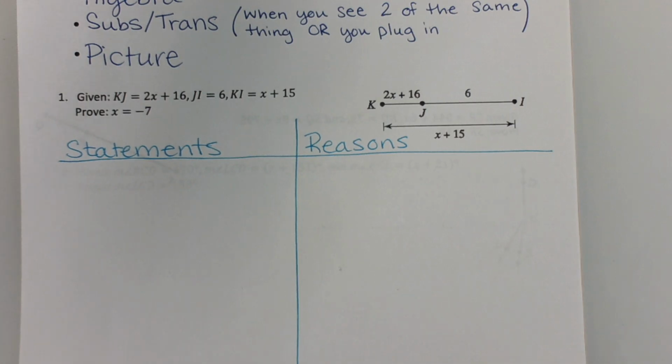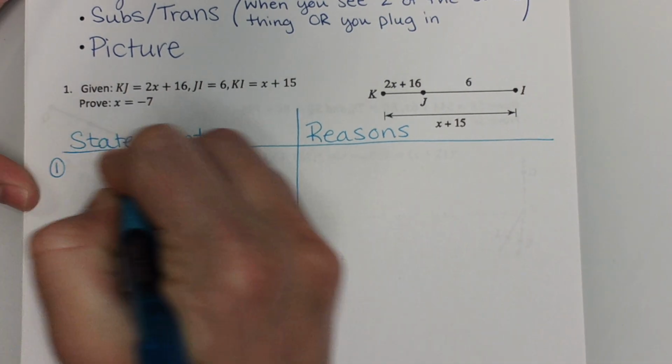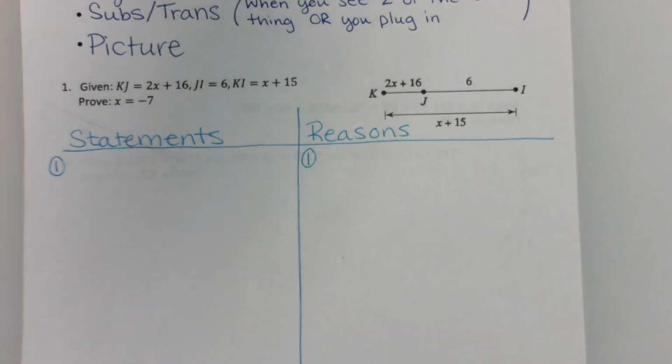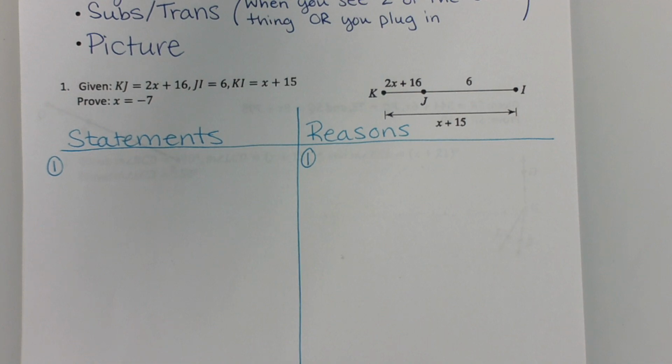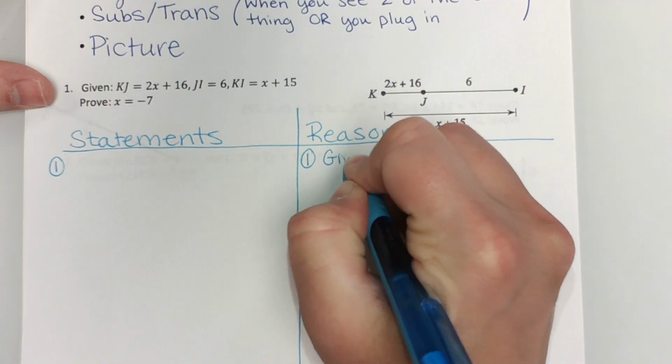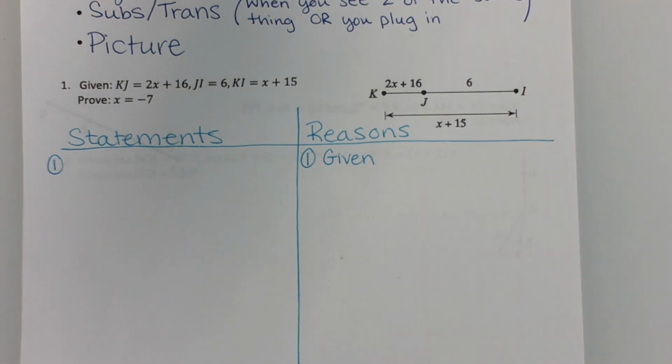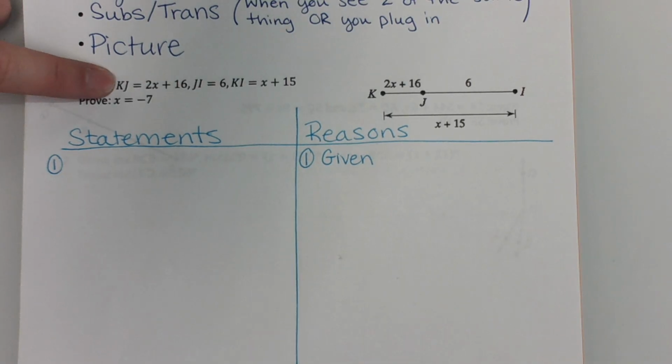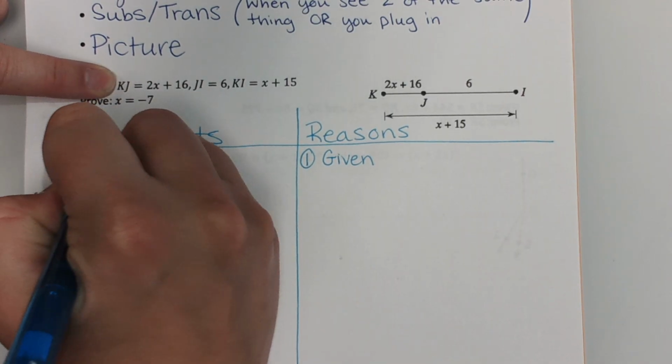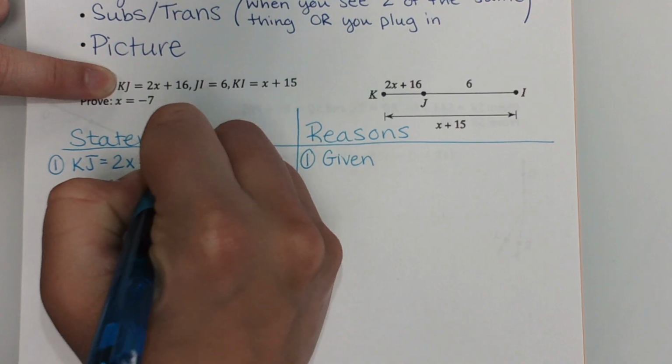Now, when it comes to our proofs, in order to help us line things up, another thing that we're going to do is we're going to number our statements and their corresponding reasons. So both sides are going to start with the number 1 because we're going to do the first thing. And every single proof, regardless of the proof, starts with the given. So our first reason is always going to be given. And our first statement is always going to be the stuff that's written under given. KJ equals 2x plus 16.